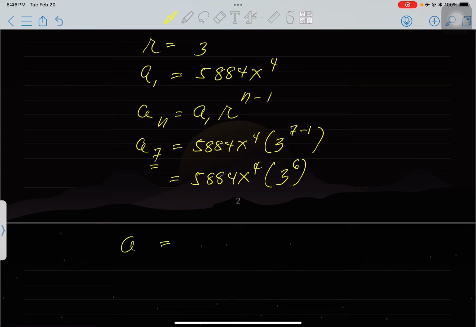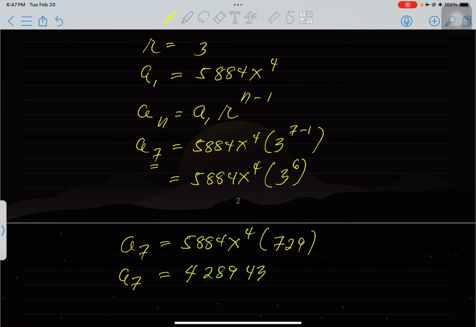And we will have now our seventh term. We have 5,884 x raised to the power of 4, then 3 raised to the 6th power. This will give us 729. And multiplying our two numbers here, 5,884 multiplied by 729 and suffix your x to the power of 4, this will give us the value of our seventh term, which is 4,289,436 x raised to the power of 4. This is our seventh term from the given problem.